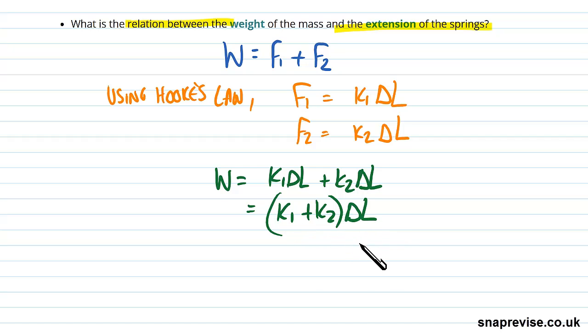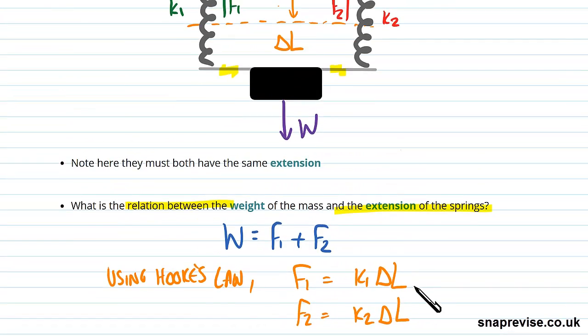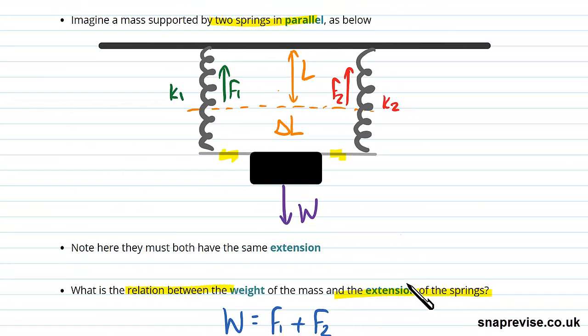But let's pretend this is actually just one spring. So let's imagine instead of having these two springs in parallel, we just had one spring here, and we went through and worked out.